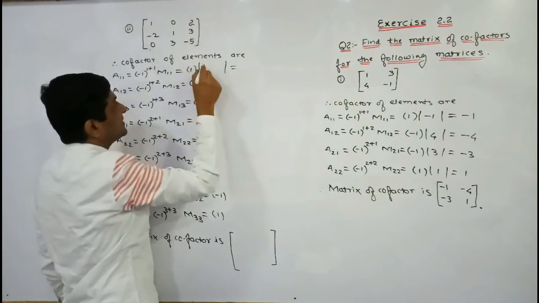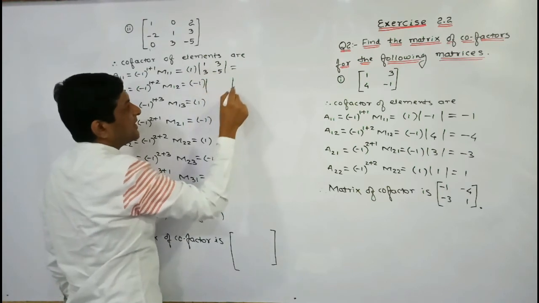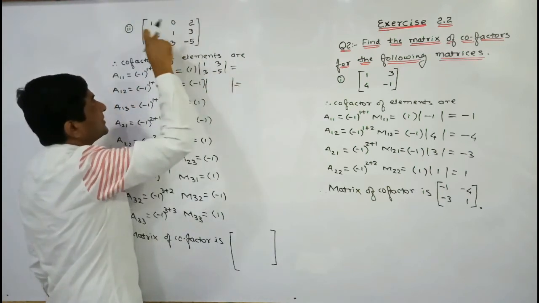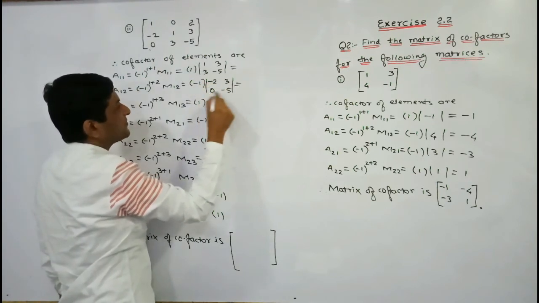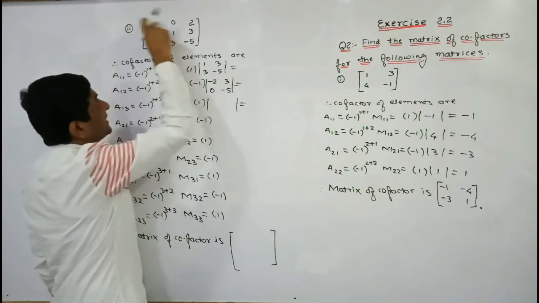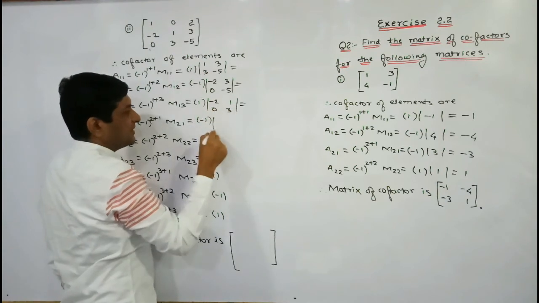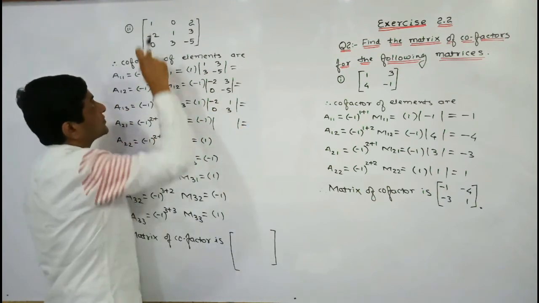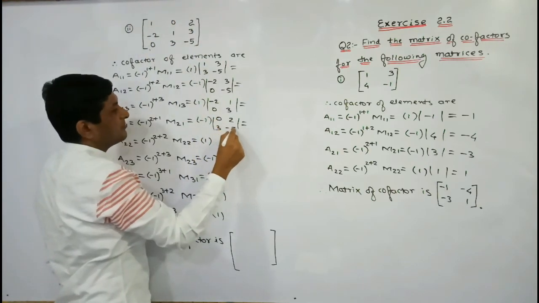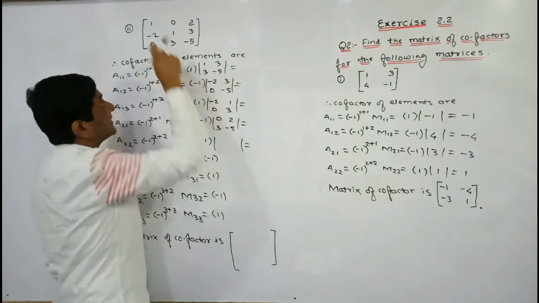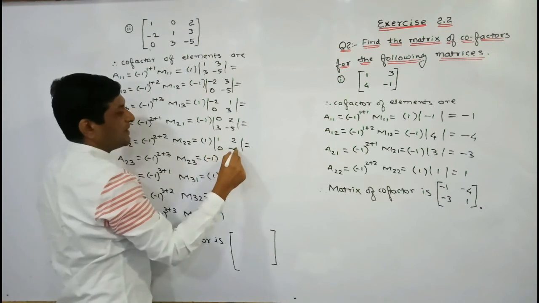First row, first column, the remaining elements are 1 3 3 -5. Now delete first row and second column. First row, second column, the elements are -2 3 0 -5. Now delete first row and third column. What we are getting here, -2 1 0 3. Now delete second row and first column. Second row, first column, what we are getting, 0 2 3 -5. Then delete second row, second column. Second row, second column, what we are getting, 1 2 0 -5.